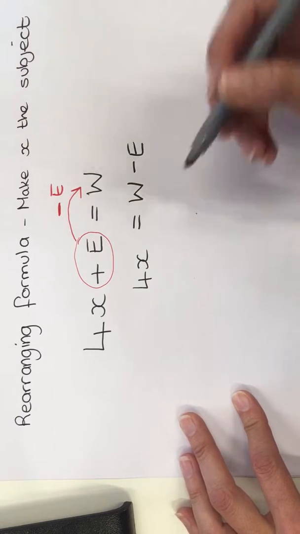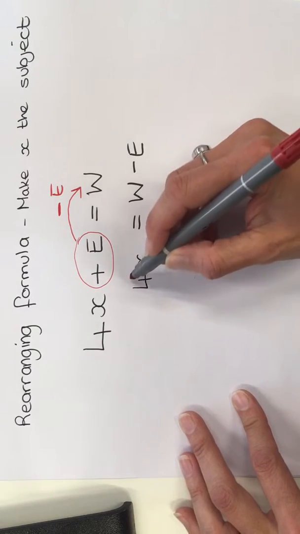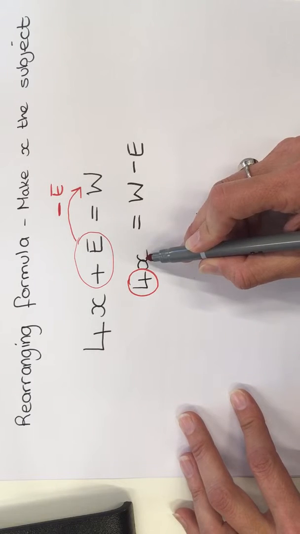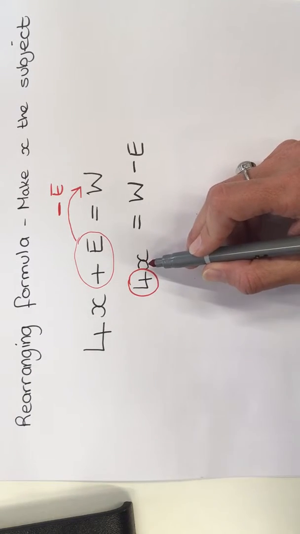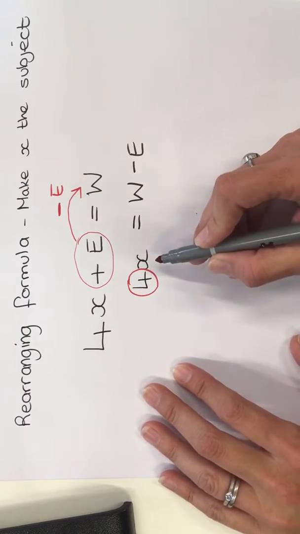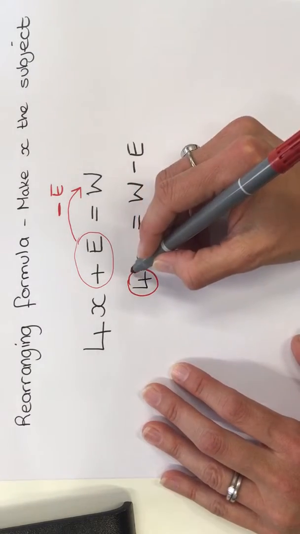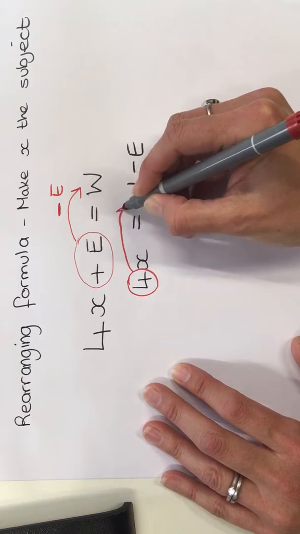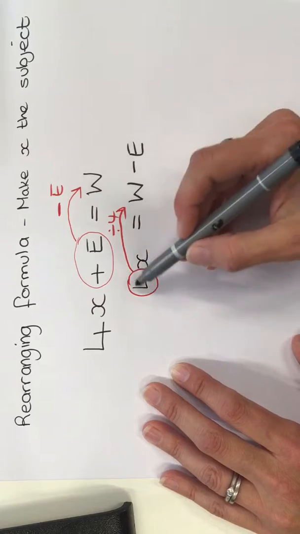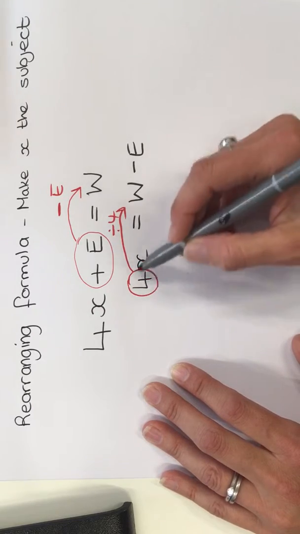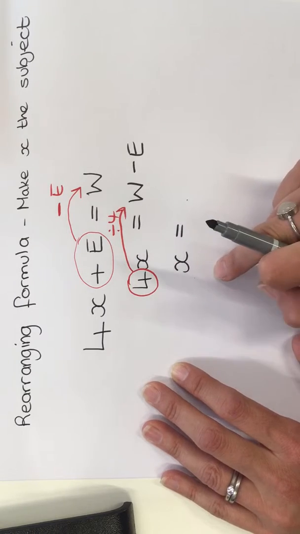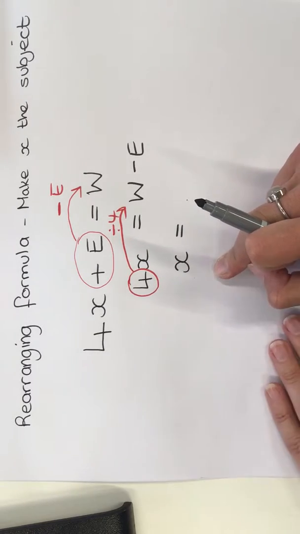Now the next step is that we need to move the 4. At the moment the 4 is being multiplied onto the X, because in algebra when we have a number next to a letter, they are being multiplied together. To split those apart and move the 4, I must divide both sides by 4. So if I divide this side by 4, it removes the 4, leaving me with an X, which is what I want, the X to be by itself, X being the subject.